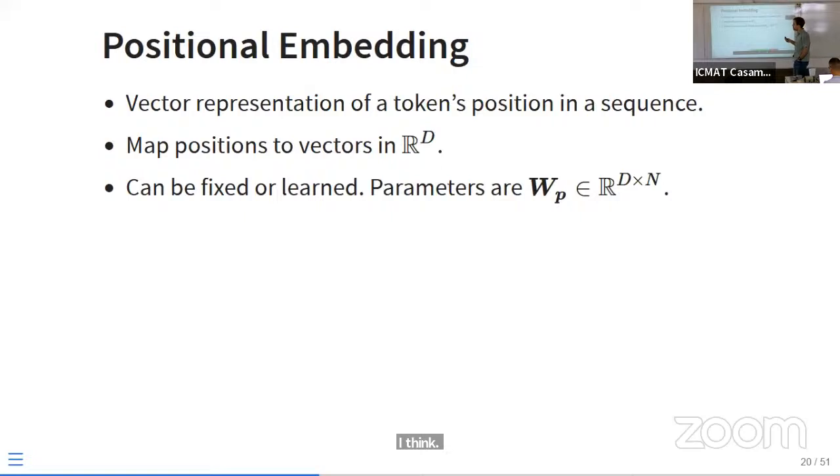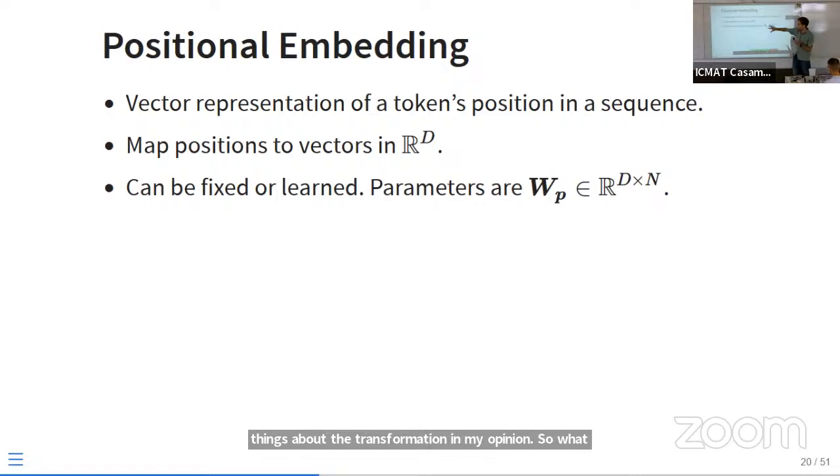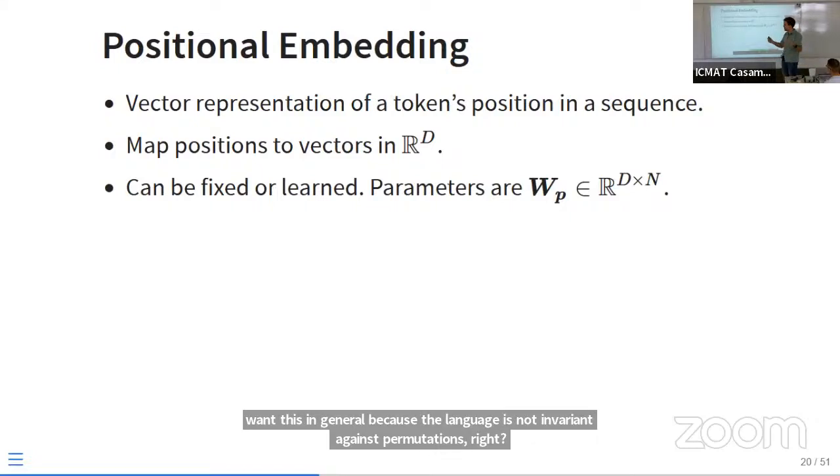Positional embedding. This is one of the most surprising things about the transformers, in my opinion. The architecture that we are going to develop, except for this piece, is going to be permutation equivariant. That means that if we take a sequence and we permute two tokens, we permute the order of two words, okay? We are going to get the same representation, but also permuted in those positions. And we don't want this in general because language is not invariant against permutations, right? Madrid is in Spain, it's not the same as Spain is in Madrid.